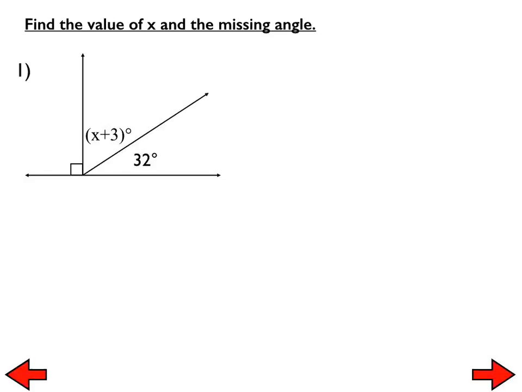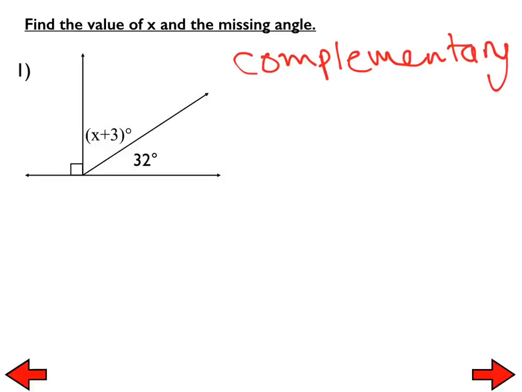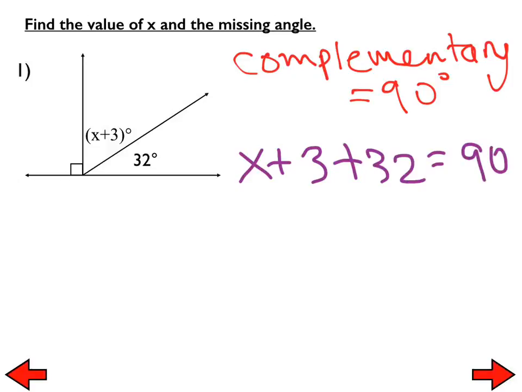So the first thing on your notes, please write down the relationship. What is it? Complementary. And complementary tells us that two angles add together to equal 90 degrees. So your equation should say something plus something equals 90, because that's what complementary means. So looking at that picture, what should I write down? x plus 3 plus 32 equals 90. Go ahead and solve for x. What does x equal? x equals 55.